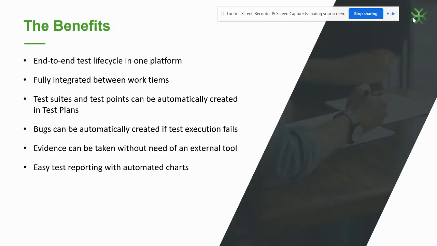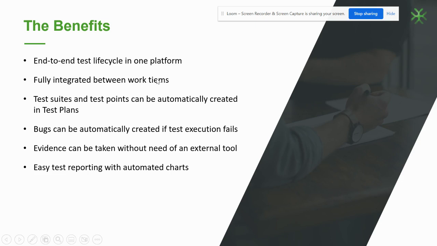There are several benefits as to why we want to test in Azure DevOps. The first one is the end-to-end test lifecycle in one platform without requiring or needing separate platforms to track everything, without needing separate tools. It covers from test case creation to test execution, creating and validating bugs, then any test reporting required is shown in the execution validation. It's fully integrated between work items. Sorry, that's meant to say work items right there.